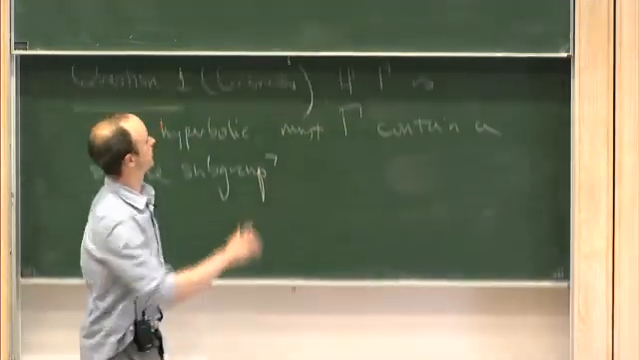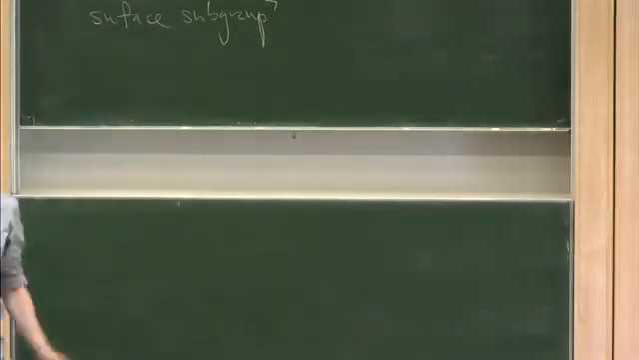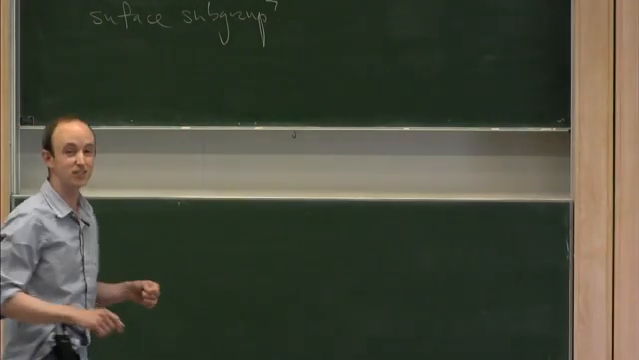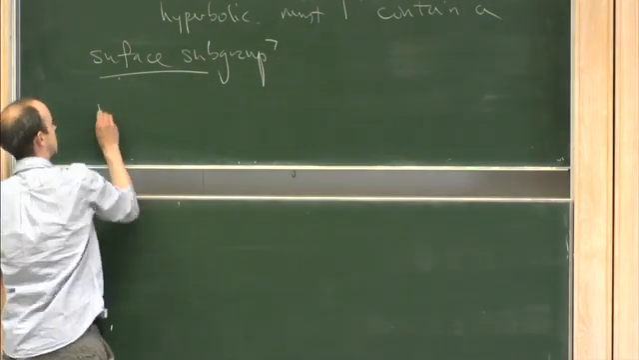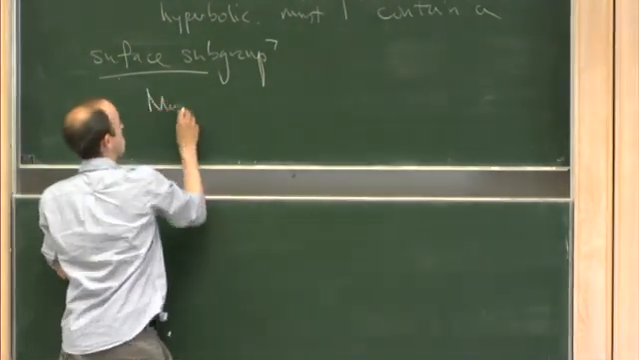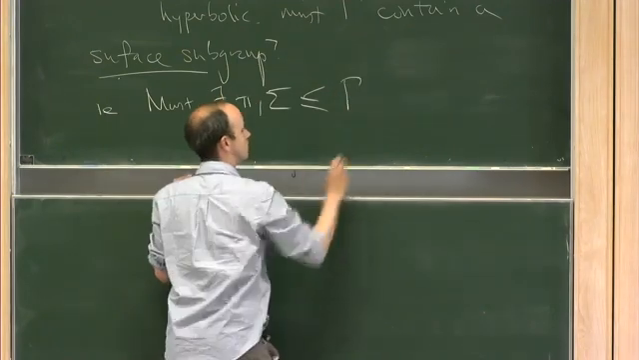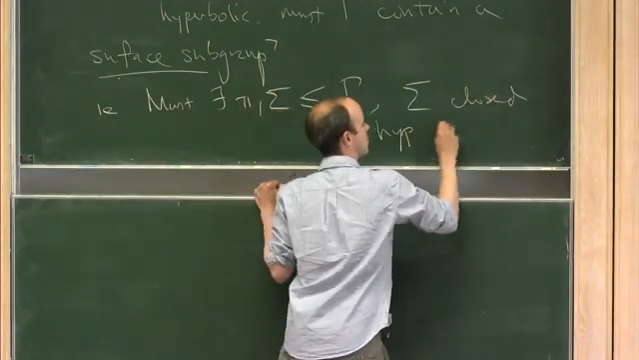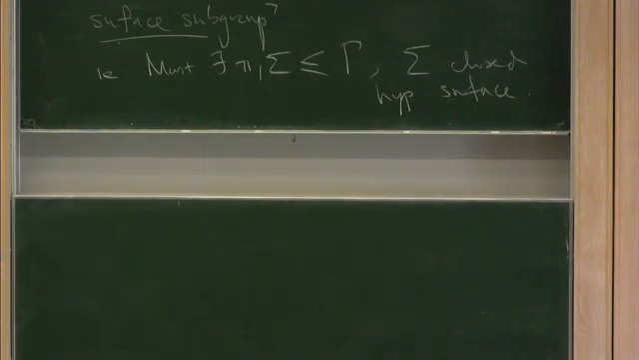So what do we mean by these words? Well, a surface group is the fundamental group of, we'll say, a closed surface. Not the sphere. That's cheating. So a closed hyperbolic surface, let's say. So in other words, must there exist pi 1 sigma, a subgroup of gamma, where sigma is a closed hyperbolic surface?